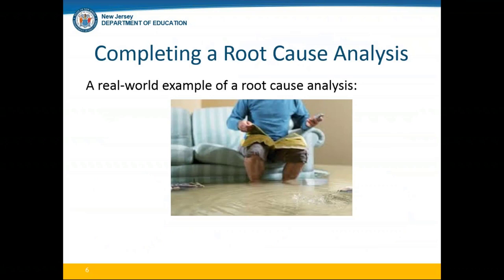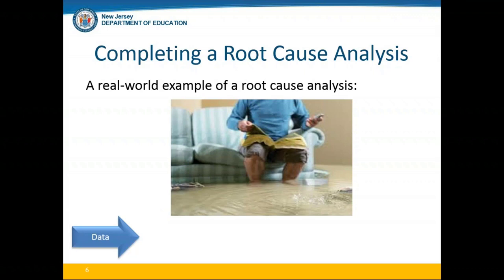To understand the root cause analysis process, let's use a real-world example. The picture on the screen shows an unfortunate fellow sitting on his couch more than ankle deep in water. First, we need to consider our data. What data does our friend have at his disposal?